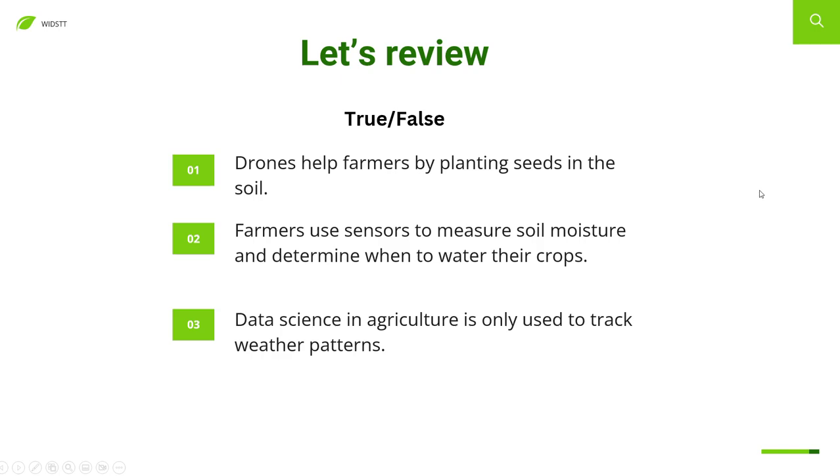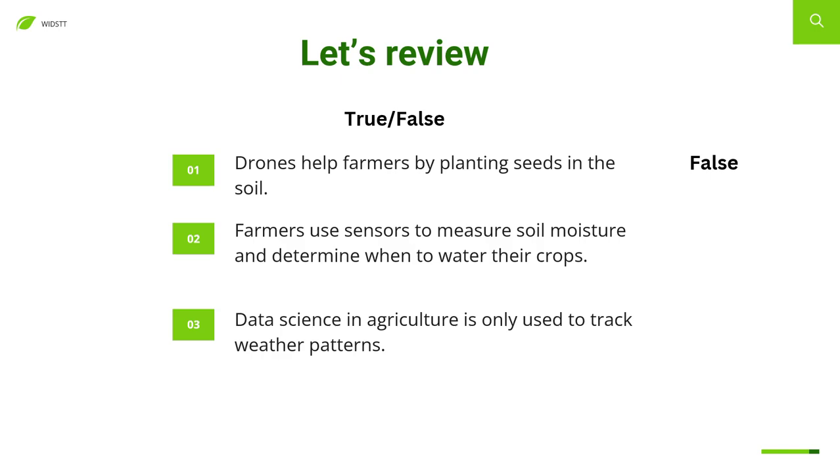So let's review what we've discussed so far. So our first, true or false? Drones help farmers by planting seeds in the soil. And that is false. So, drones take aerial photos to spot unhealthy crops early. These don't actually plant the seeds for us. Maybe in future. Our next true or false.